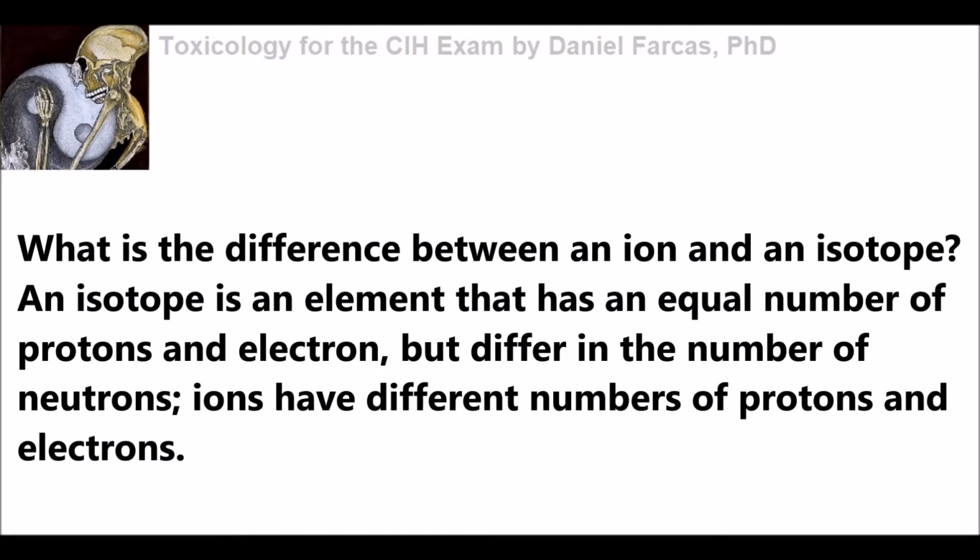What is the difference between an ion and an isotope? An isotope is an element that has an equal number of protons and electrons, but a different number of neutrons. Ions have a different number of protons and electrons.